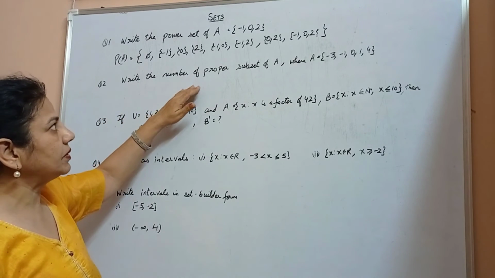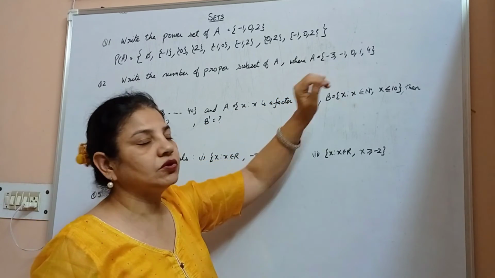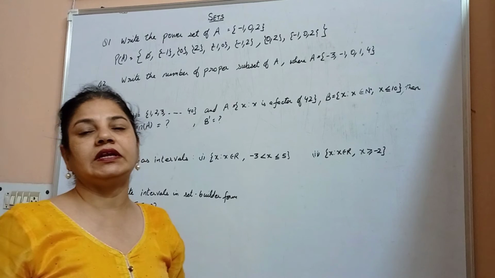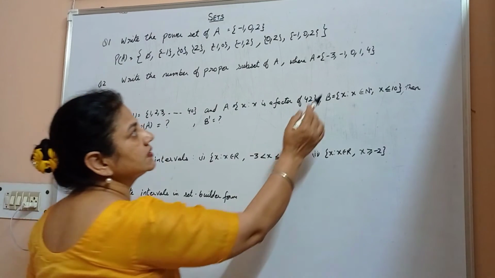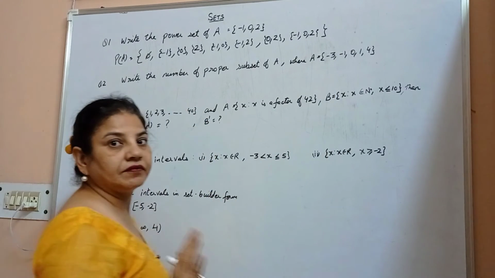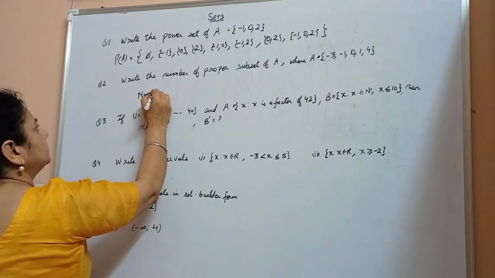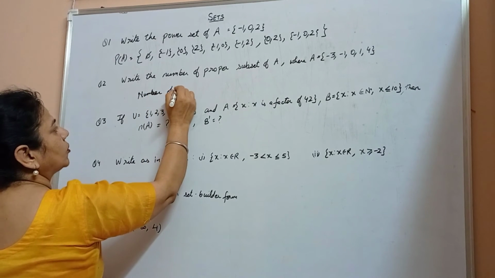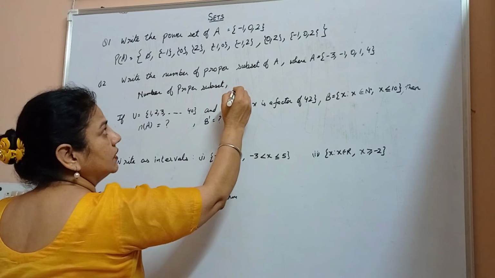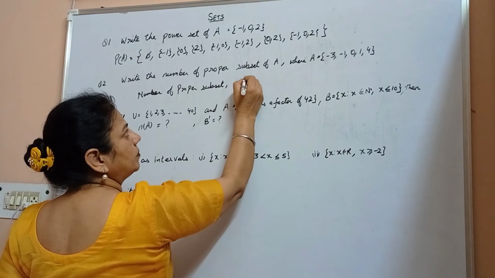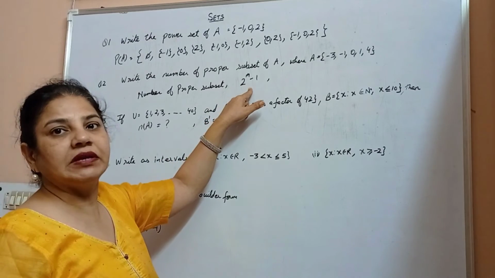Write the number of proper subsets of A, where set A is given as -3, -1, 0, 1, 4. First of all, I will count the number of elements in set A. It is 1, 2, 3, 4 and 5. There are 5 elements. So the number of proper subsets is given as 2 to the power m minus 1, where m is the number of elements in the set.